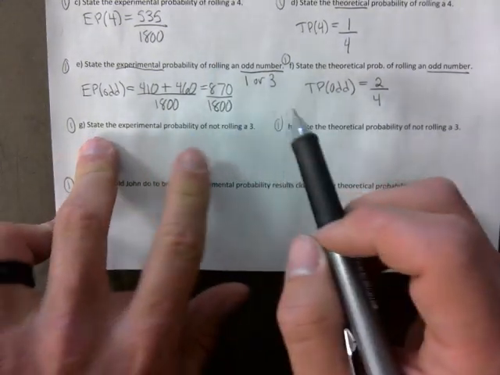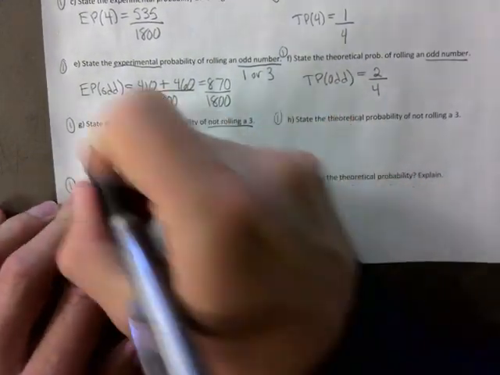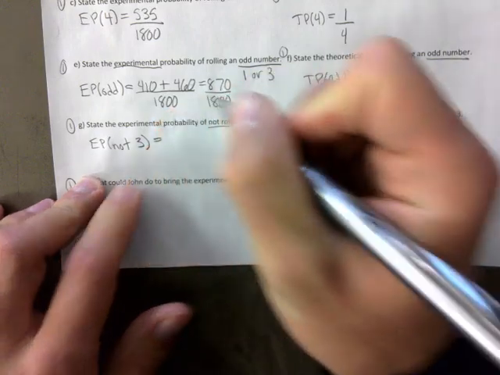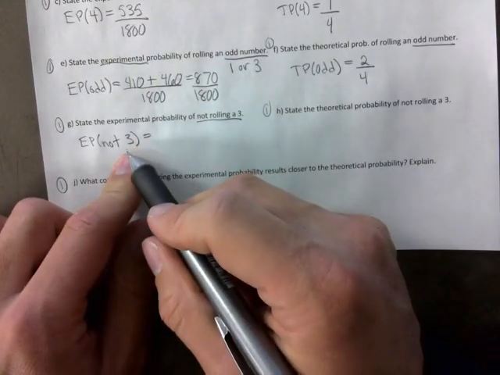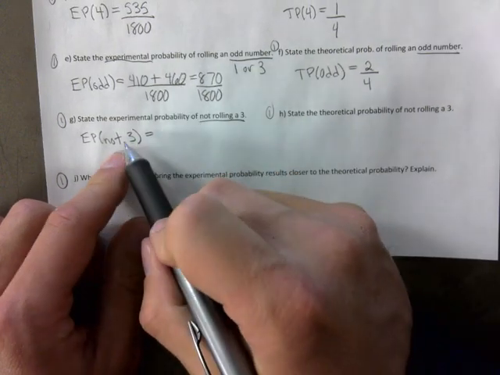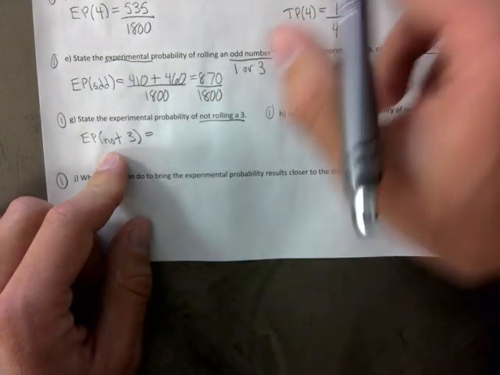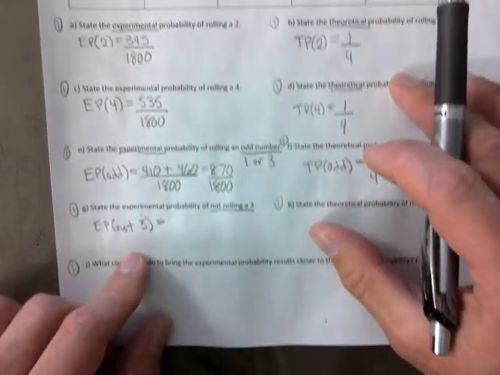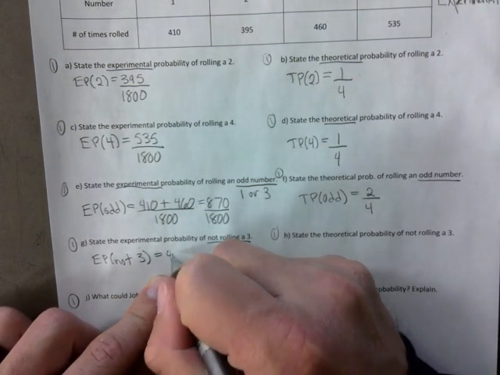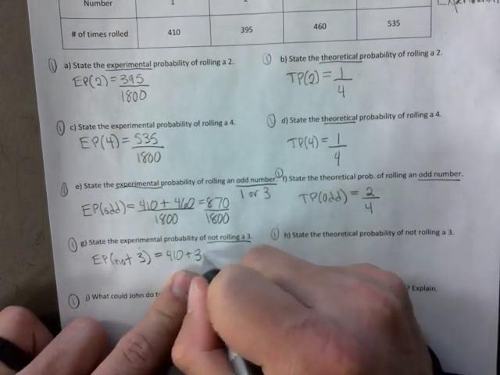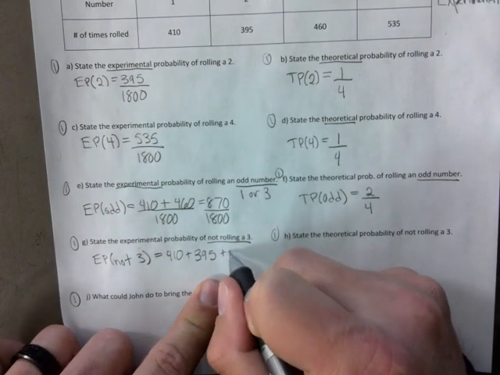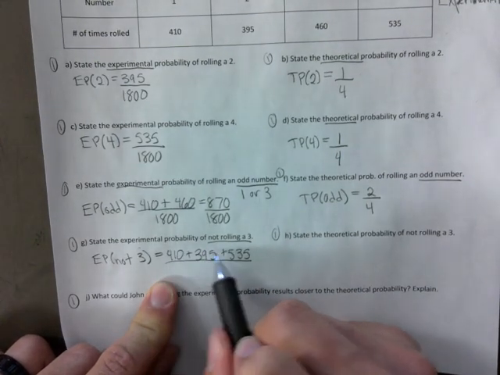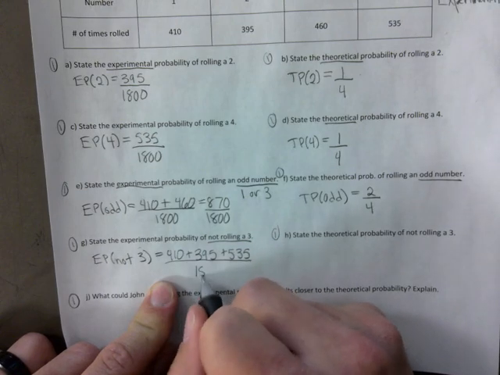So part G, state the experimental probability of not rolling a 3. Now our desired event is not rolling a 3. We want the experimental probability, so I'm looking at the table. How many times did he not roll a 3? I can just add up 410 plus 395 plus 535. That's how many times you rolled a 1, a 2, and a 4. And then this is divided by 1,800.